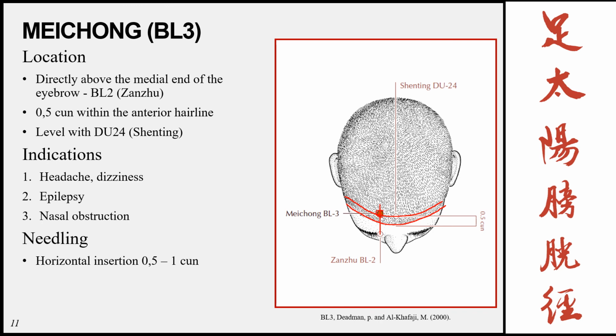And that's bladder 3. This point can be used for headaches, dizziness, epilepsy, and nasal obstructions. Our insertion is a horizontal insertion, 0.5 to 1 tsun.